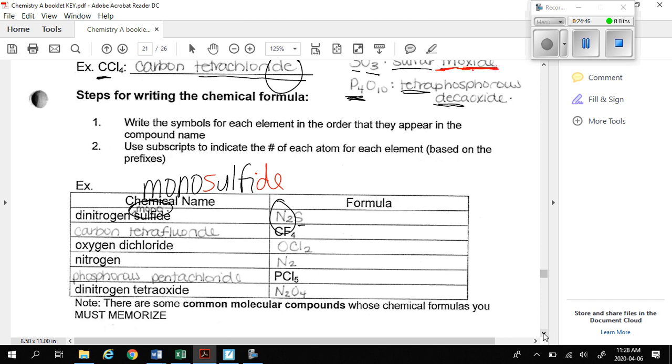Phosphorus pentachloride, so phosphorus, since there's no prefix on it, we know there's just one phosphorus. Penta, meaning 5, so PCl5. Dinitrogen tetraoxide. So dinitrogen meaning 2 nitrogen, tetraoxide, so tetra is 4, so N2O4.